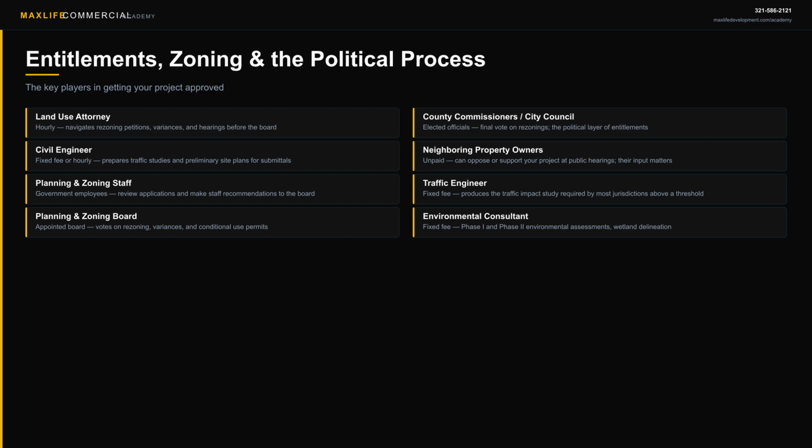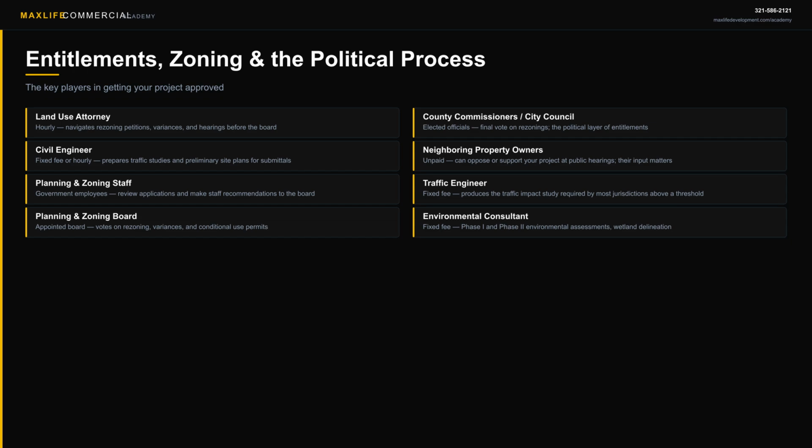They know the local planning code, they know the staff, and they know how to present your project in a way that gets approved. Do not try to navigate a rezoning without one. Your civil engineer supports the entitlement process by producing preliminary site plans and traffic studies. Planning staff will not take your application seriously without a credible site layout showing the project actually fits on the property. The Planning and Zoning Board is where most entitlement decisions start.